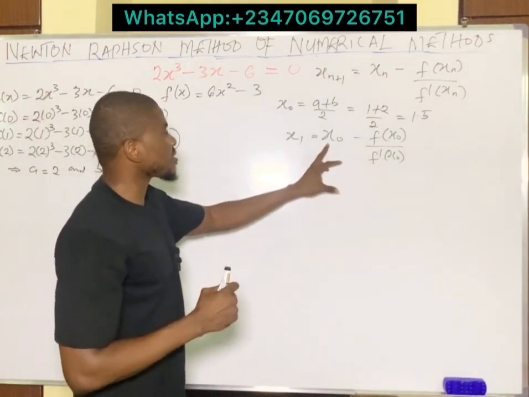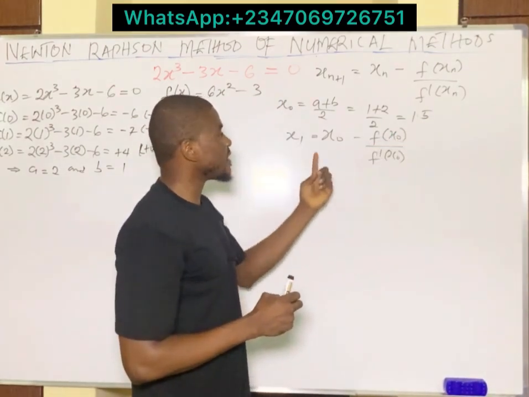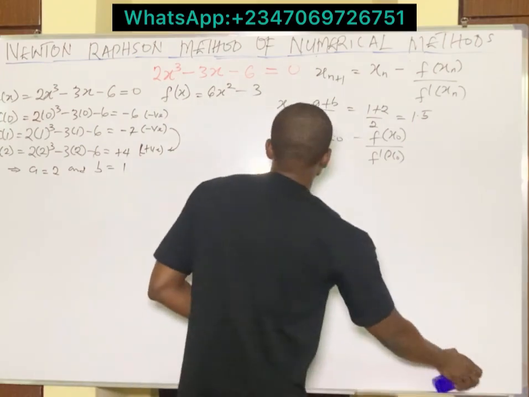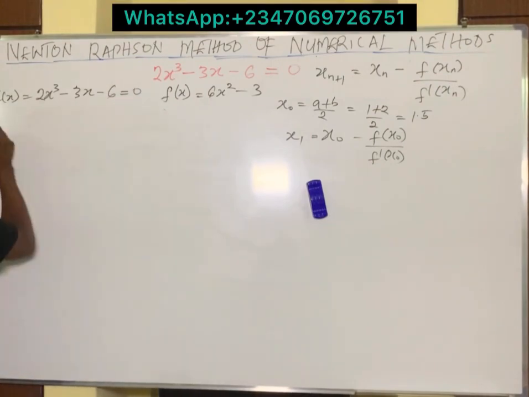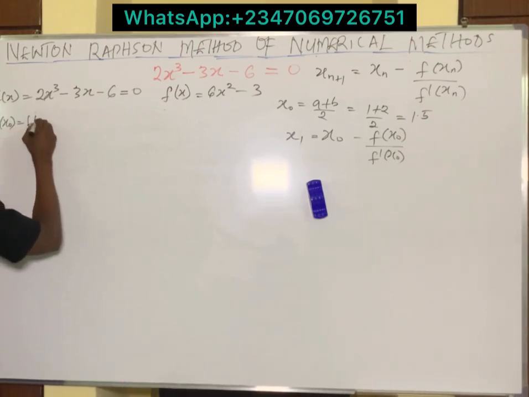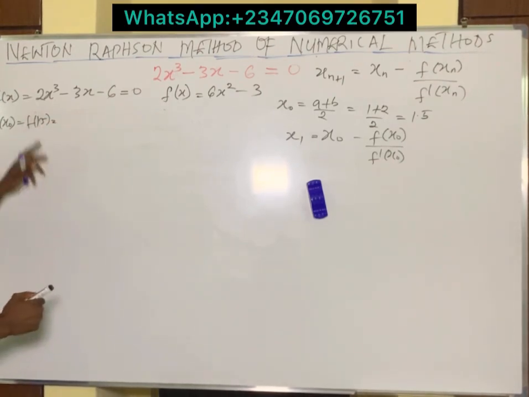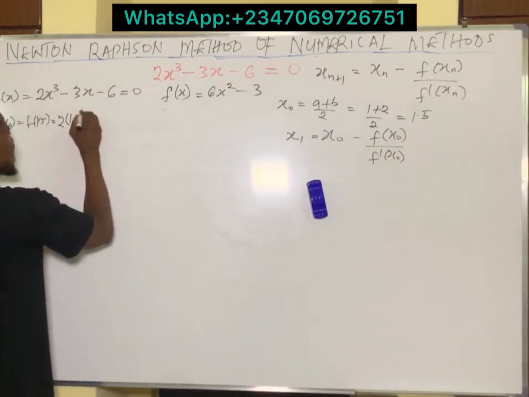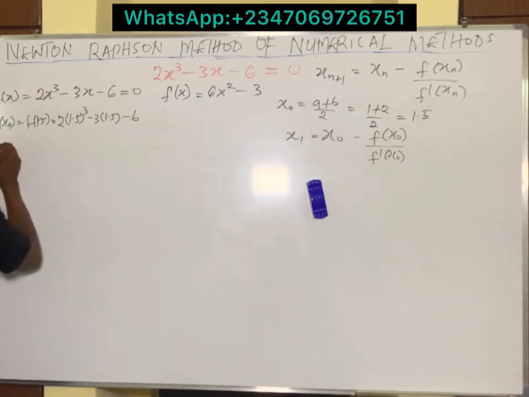First, we know our x naught value is 1.5. Now we need to find the value of the function at 1.5 and find the value of the derivative of the function also at 1.5. So let's do this and see. All right. So we now find f of 1.5, which is f of x naught. So this simply means we are going to be plugging x as 1.5 in this equation. So that gives us 2 into 1.5 to the power of 3 minus 3 into 1.5 minus 6. So let's see what this gives us.